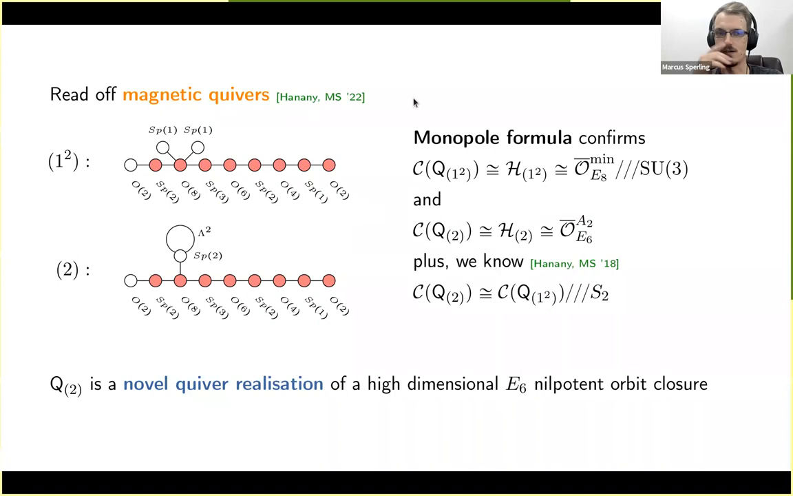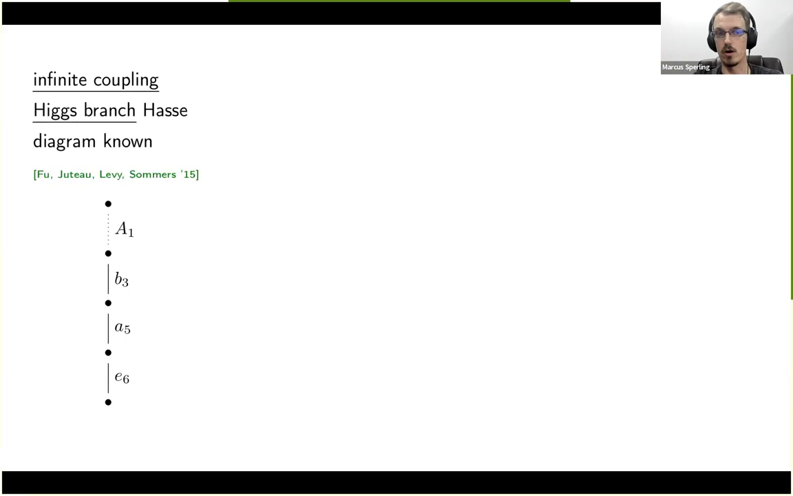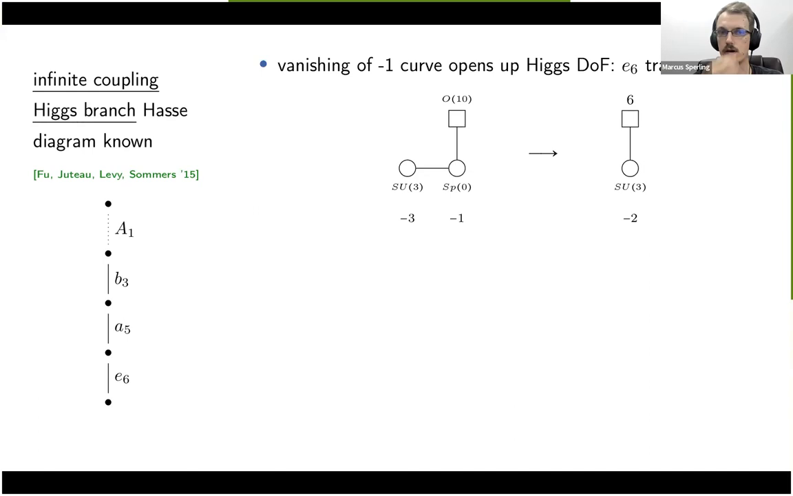So we can also look at the Hasse diagram. And again, we are in a very fortunate situation that we have a nilpotent orbit, so somebody already worked out what it should be. And now it's sort of the question, can we understand this from the brane system, or can we understand this from the theory that we're looking at? And here we can do the analysis of what's happening. Basically, we just need to distribute Higgs branch degrees of freedom to various types of transitions.